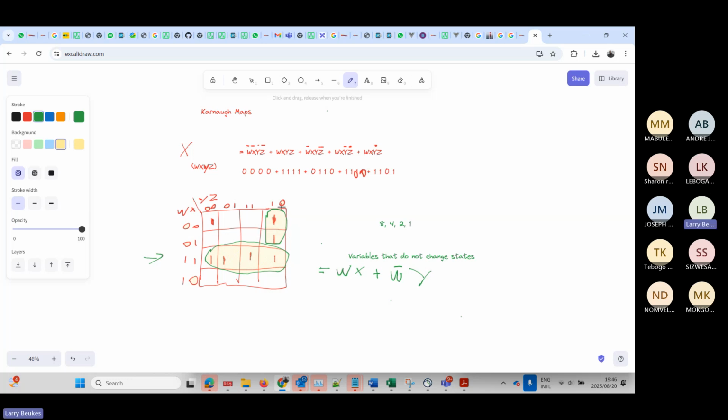In this group, the value of Z is 0. So Z is low. This group consists of only one column, and in this column, Z will always be 0. So we take Z as it is. We take Z, but because it's low, we make it low. So this is basically our answer for simplifying this.